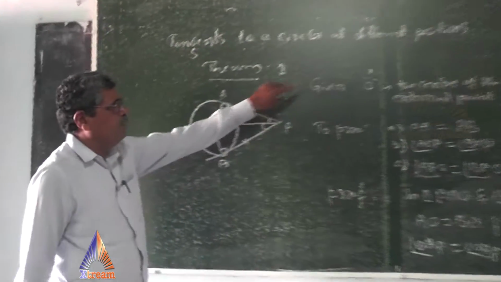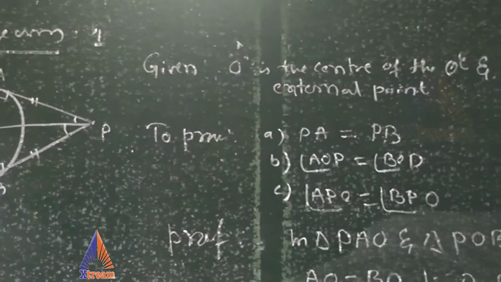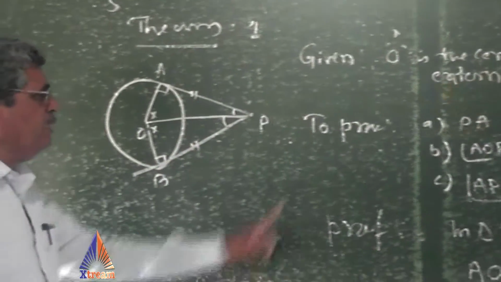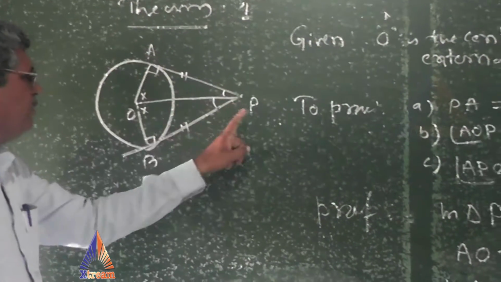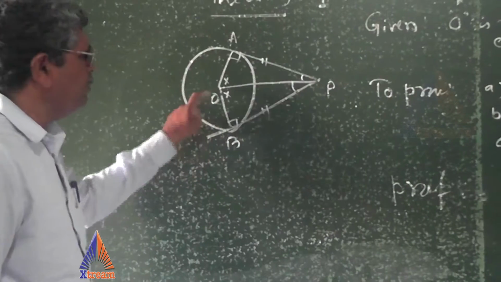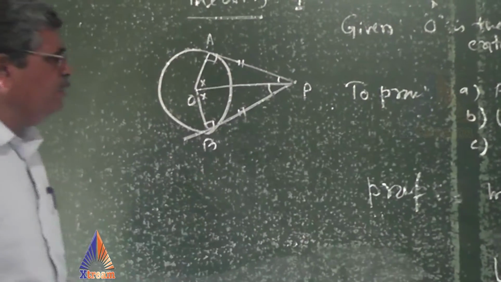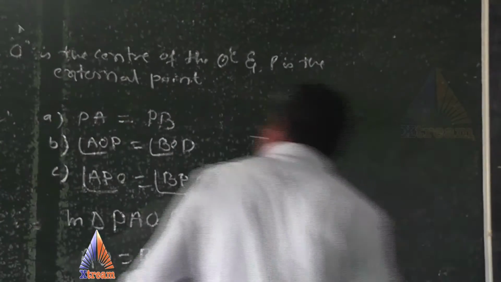So once again, given: O is the center of the circle, P is an external point to the circle. To prove: first, PA is equal to PB; second, angle AOP is equal to angle BOP; and third, angle APO is equal to angle BPO. Then we can say the proof of the theorem.